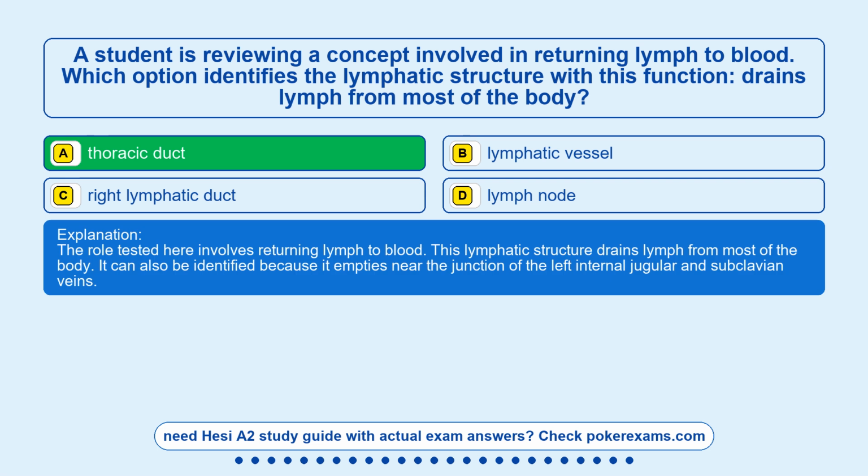The role tested here involves returning lymph to blood. This lymphatic structure drains lymph from most of the body. It can also be identified because it empties near the junction of the left internal jugular and subclavian veins.